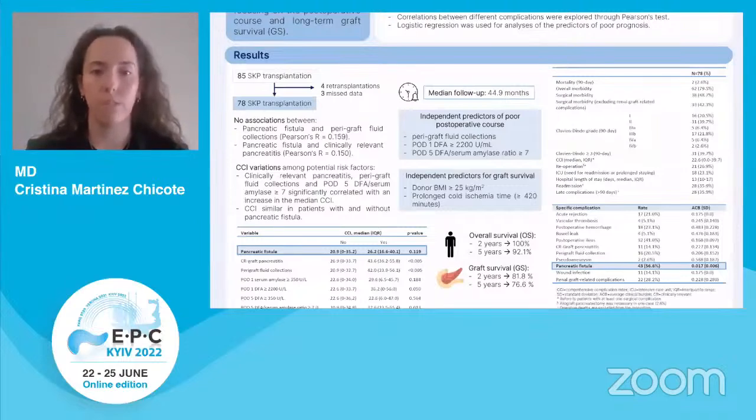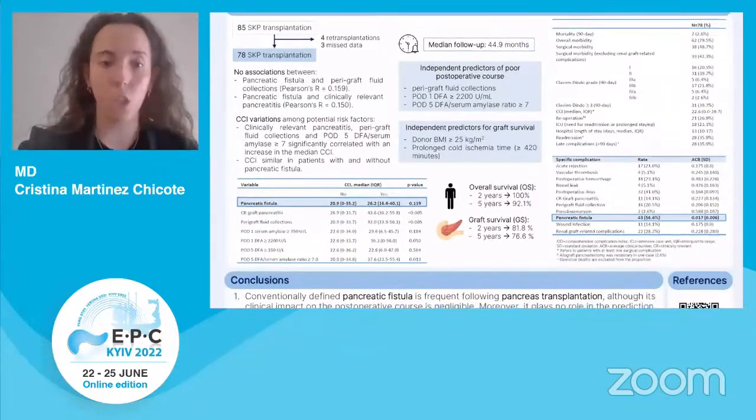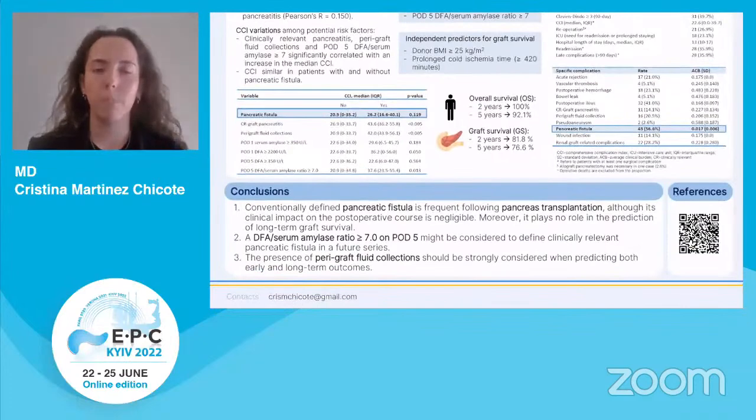The independent risk factors for graft survival were the donor BMI and the prolonged cold ischemia time, in line with previous evidence. Perigraft fluid collections showed a mild association. Regarding all these findings, we can conclude that conventionally defined pancreatic fistula is frequent following pancreas transplantation, but its burden regarding the postoperative course and the graft survival is almost negligible. Novel cutoff values might be considered to define a clinically relevant pancreatic fistula in future series, while perigraft fluid collections should always be taken into consideration for predicting both short and long-term outcomes. Thank you for your attention.